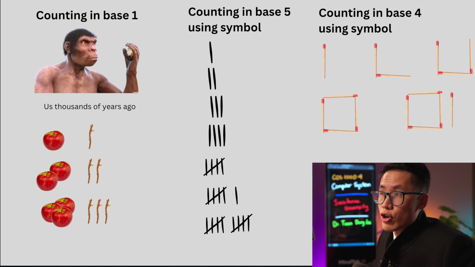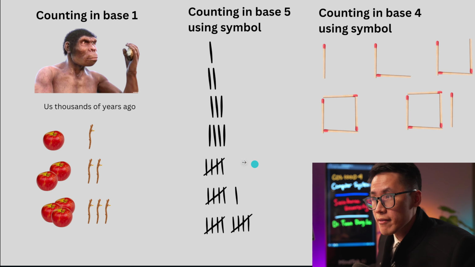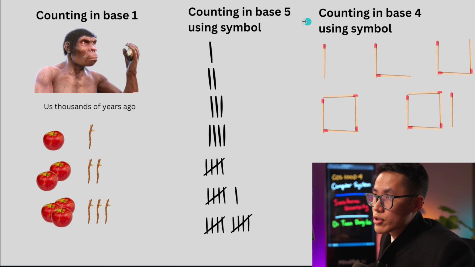So in this example, I talked about base 1, base 5, and base 4. What I want you to keep in mind is that this is used to count how many objects we have. And if we want to go from 5 to 6 in base 5, we need to repeat the pattern. This is base 1, 5, and 4.